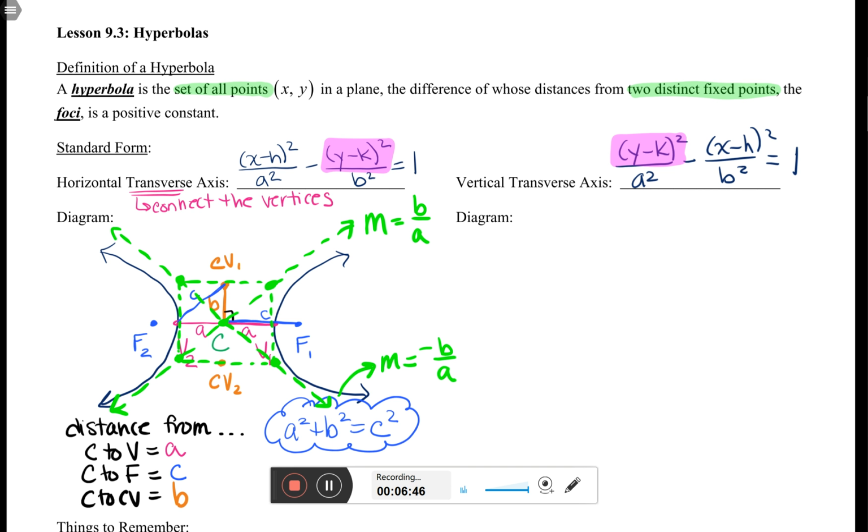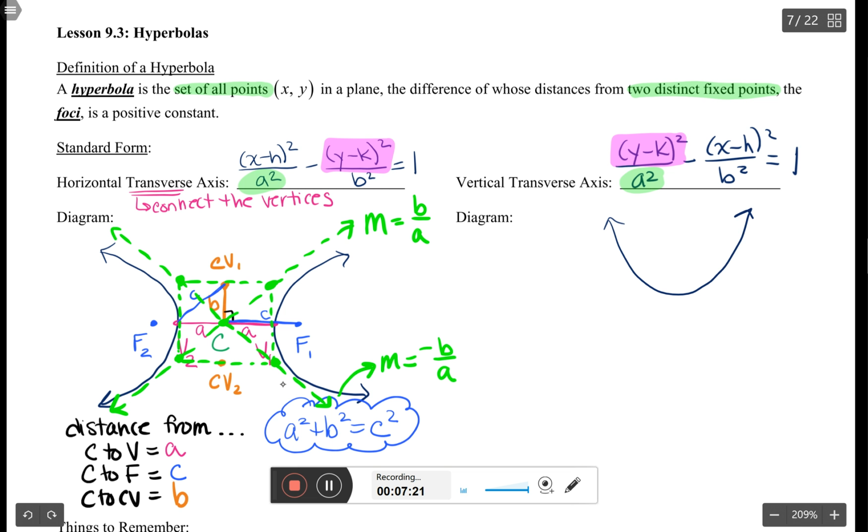The denominators, notice the denominator stayed in the same spot. A squared is my first denominator of the positive term. A squared is also the denominator of the first term, which is the positive term. In this case, there is no relationship between the size of A and B. As in the ellipse, the A was always greater than the B. In this case, A could be greater than B or A could be less than B. It doesn't actually matter.